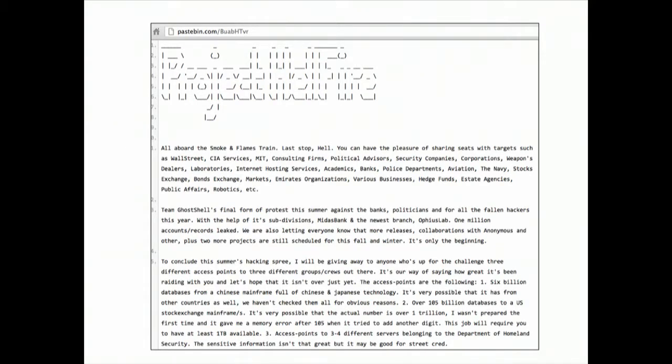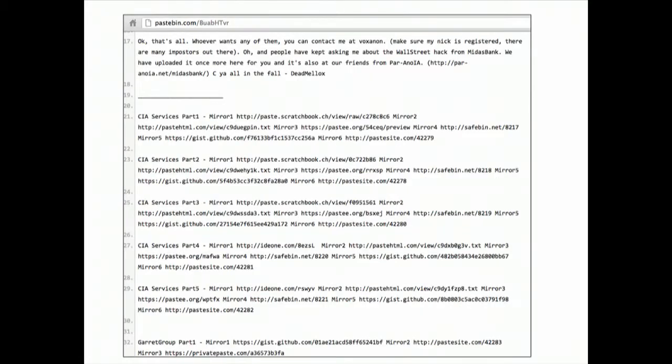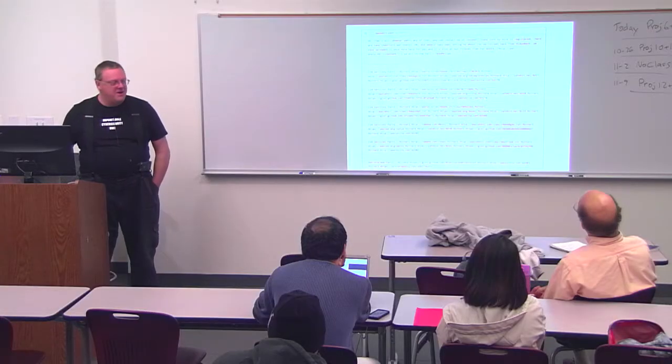These guys had some political statement about why they're doing this, which is always just random nonsense. And then they dumped out stuff. They've dumped it off to CIA services and so on. This is not the CIA you're thinking of. This is like a housing project in Florida that happens to have that name.